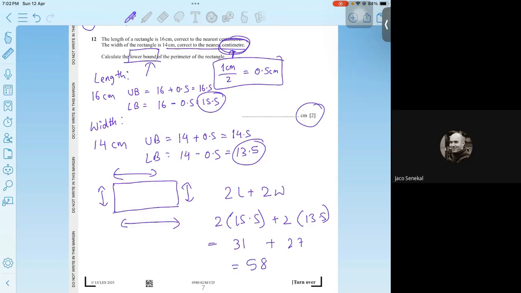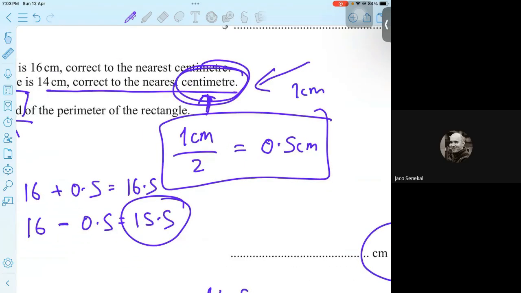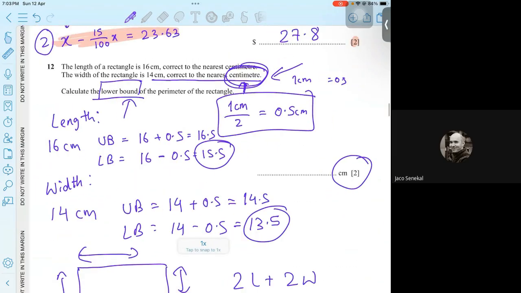You have the number given here. So I had 1 centimeter. I have it to get 0.5. And then you simply just add 0.5 or you subtract 0.5. Okay?